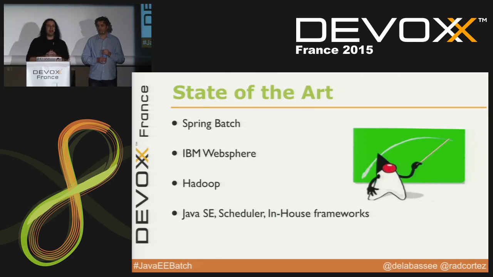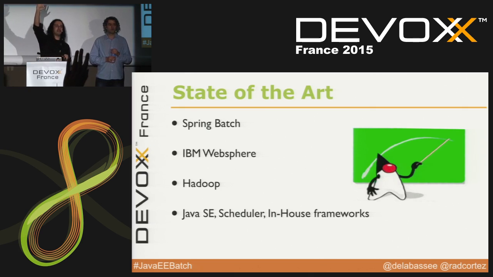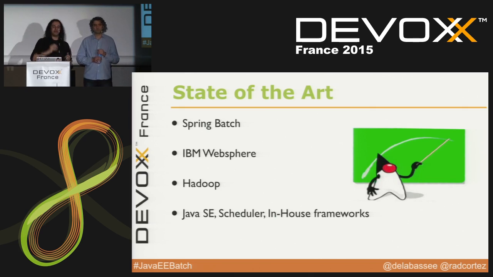And then as a freelancer, I go to a lot of clients and a lot of projects, and I usually see a lot of in-house frameworks using plain Java SE or scheduling, like crontab or something else. Who has this kind of thing? Okay, so like half the room. And this pains me a lot because since I do a lot of context switching between clients, I pretty much have to relearn everything again when I want to do batch. Isn't that a pain, David?